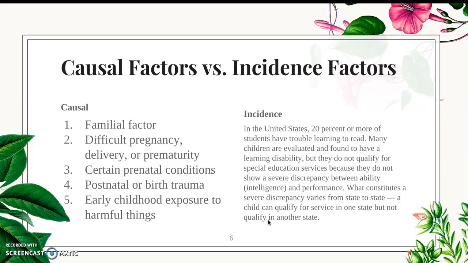And then incidence. In the United States, 20% or more of students have trouble learning to read. Many children are evaluated and found to have a learning disability, but they do not qualify for special education services because they do not show a severe discrepancy between ability or intelligence and performance. So what constitutes a severe discrepancy varies from state to state.